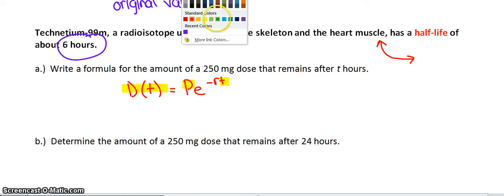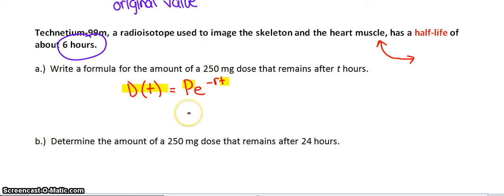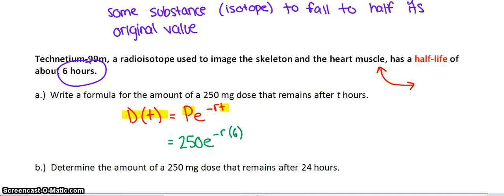So let's figure out what we can plug in to solve for my rate, and then we can write our equation. I'm starting with 250 milligrams, so that's my p. I said I don't know my r, but I do know that the half-life happens in 6 hours. So I can plug in 6 for my t, because that's how long it takes for it to be half of its original value. Now, if I'm talking about the half-life, then I know that my final amount should be half of my original amount. So my final amount should be 125.